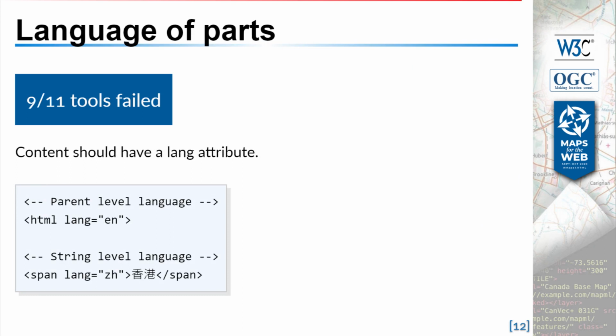Language of parts. 9 out of 11 tools failed. The requirement to pass this criterion is fairly simple. All it requires is that the content's language is included in the markup. This is important for many accessibility reasons, such as making sure screen readers read words with the correct intonation, and can be useful for features like on-the-fly language translation.